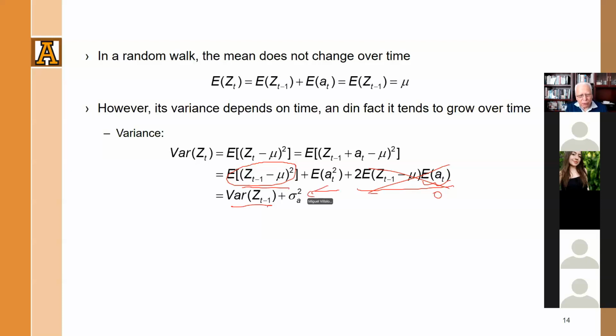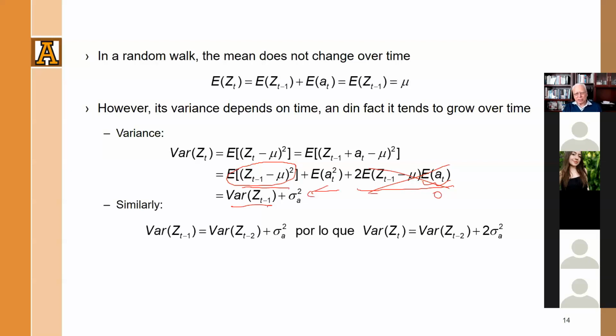So the variance of Zt is the variance of Zt-1 plus sigma squared. The variance of Zt-1 is the variance of Zt-2 plus sigma squared. And so the variance of Zt now becomes the variance of Zt-2 plus 2 times sigma squared, and so on. You can continue. And in general, the variance of Zt will be the variance of Zt-n plus n times sigma squared. Okay, so it will change. The variance will keep increasing with time. The variance of Zt will increase with time. That's for a random walk.